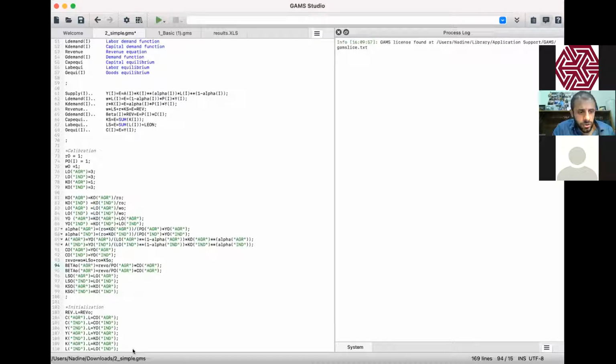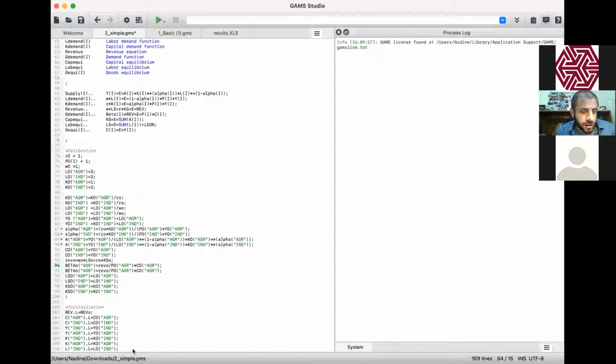The second thing, don't change it now, Nadine, because I want to highlight an important point. Here, what Nadine has written is beta equal revenue divided by P multiplied by C. The way GAMS will understand this, it will be beta that is equal to revenue divided by price, and we multiply all this by consumption. Why? Because the power of the division and the multiplication is the same.